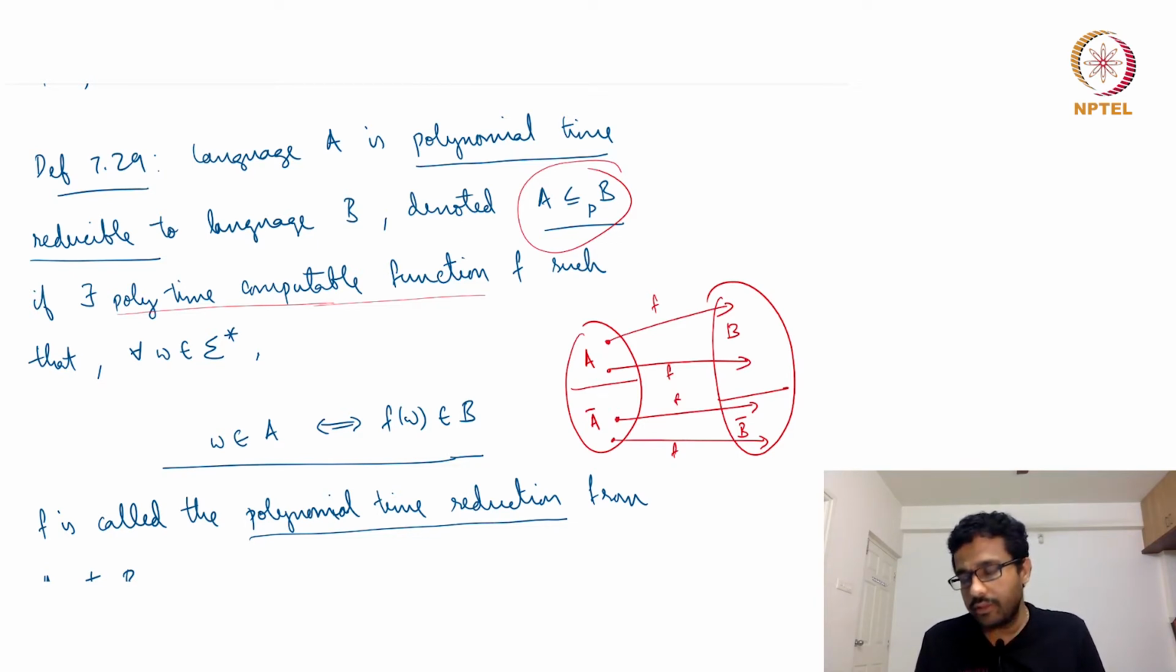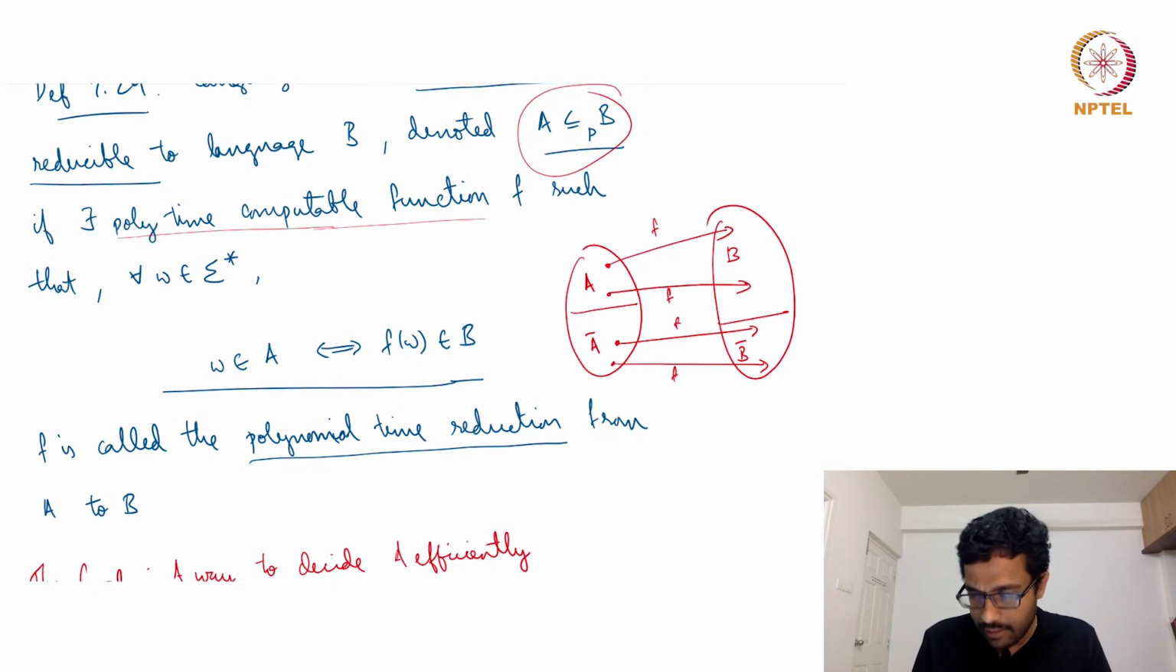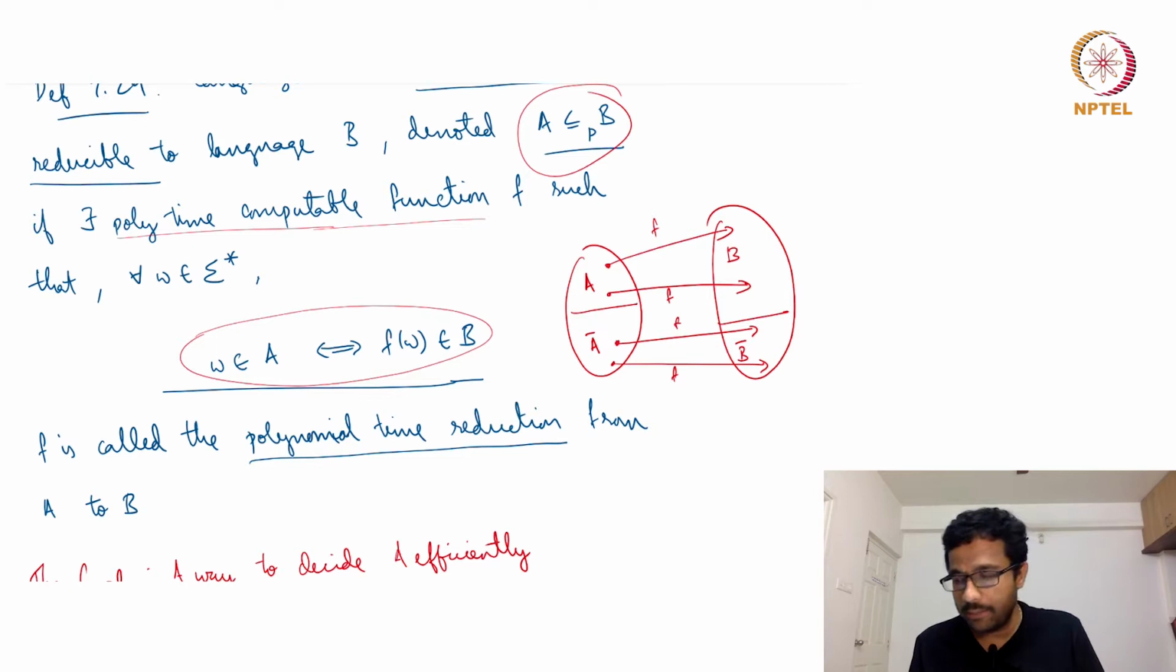So the two requirements again: one is that f should be polynomial time computable, and 2 is that everything in A should be mapped to B and everything not in A should be mapped to not in B, which is written like this: w in A if and only if f of w is in B. This line and this figure mean the same thing. Further, if A is reducible to B in polynomial time, the function that reduces A to B is called the polynomial time reduction from A to B.